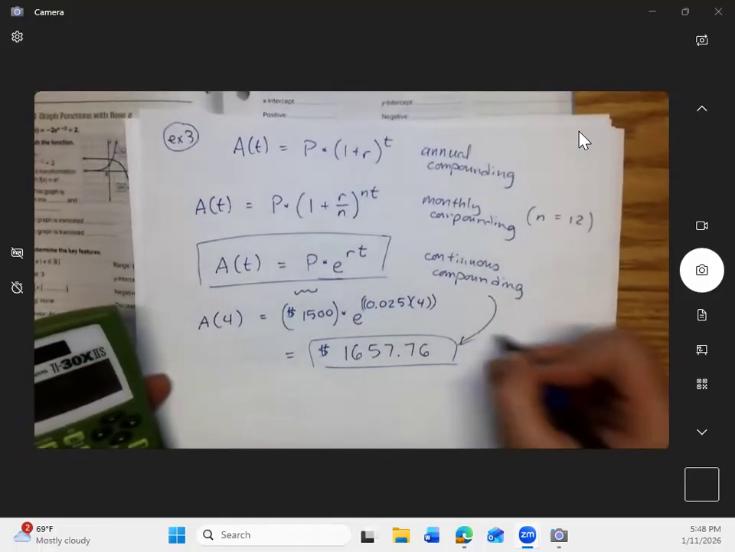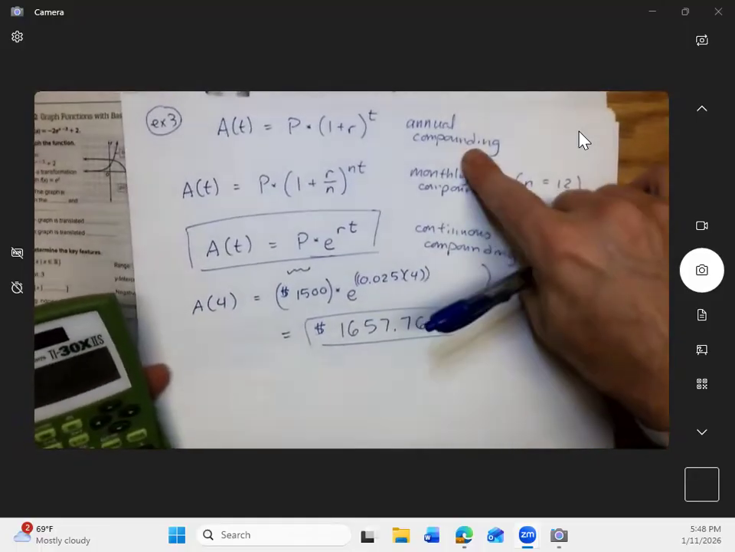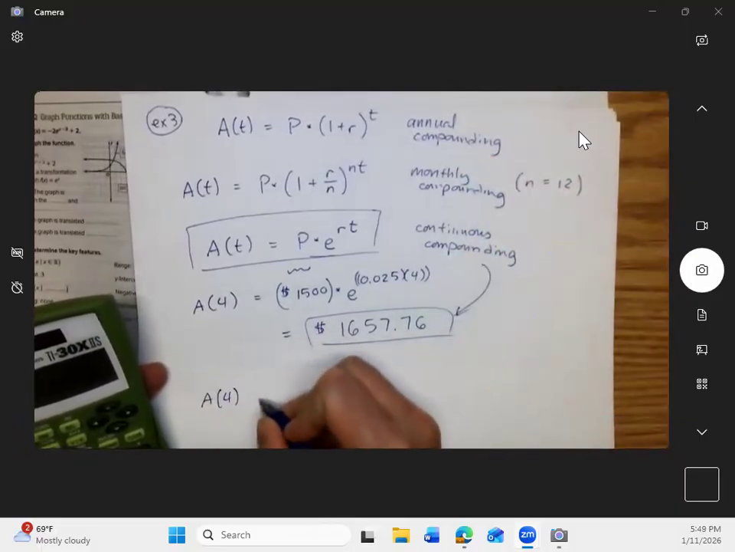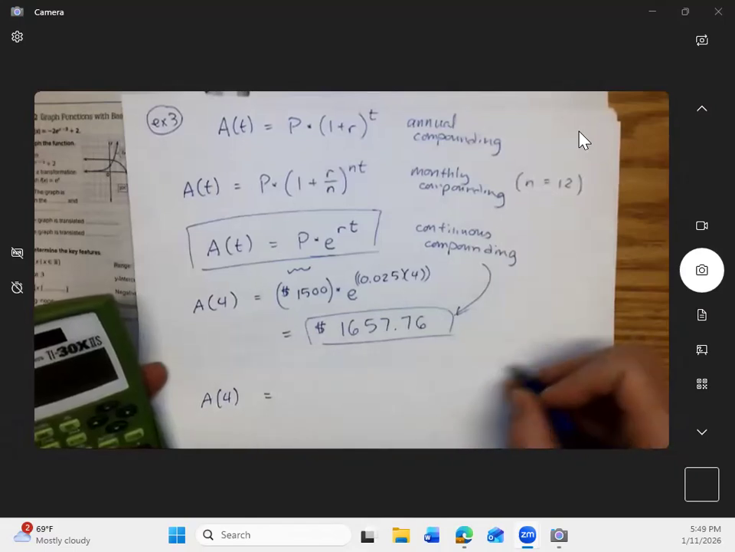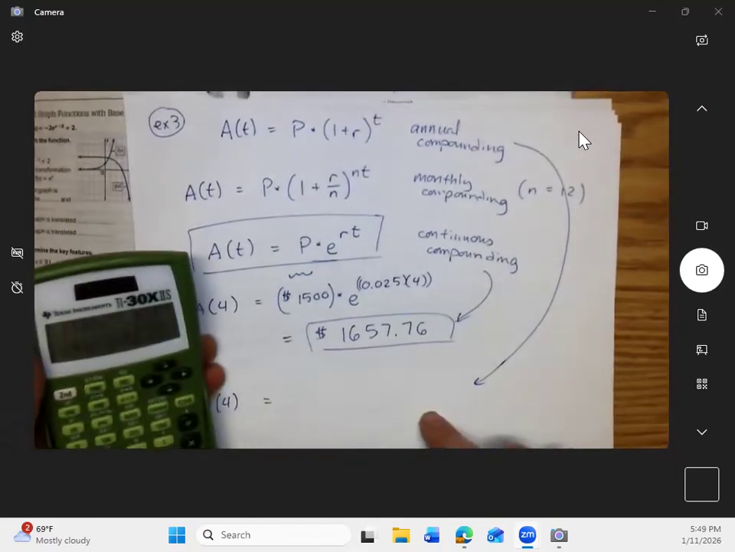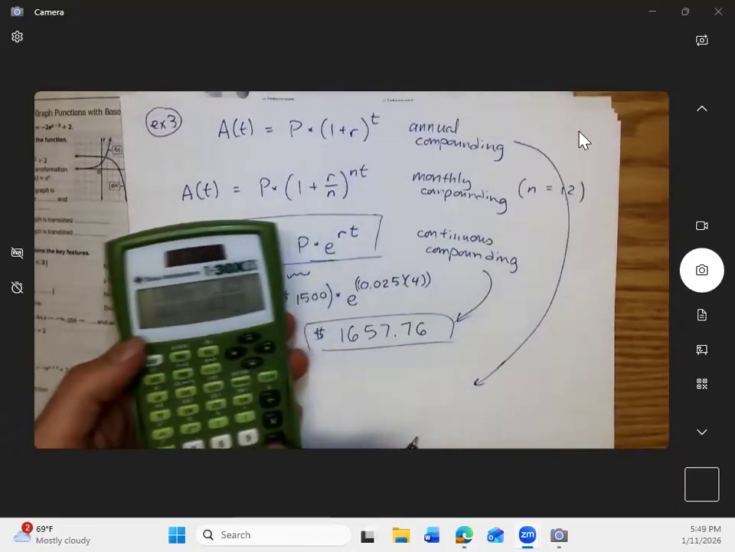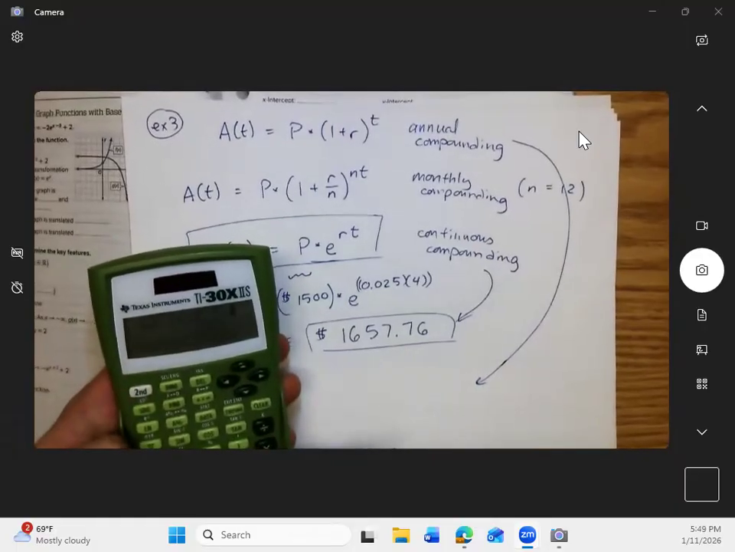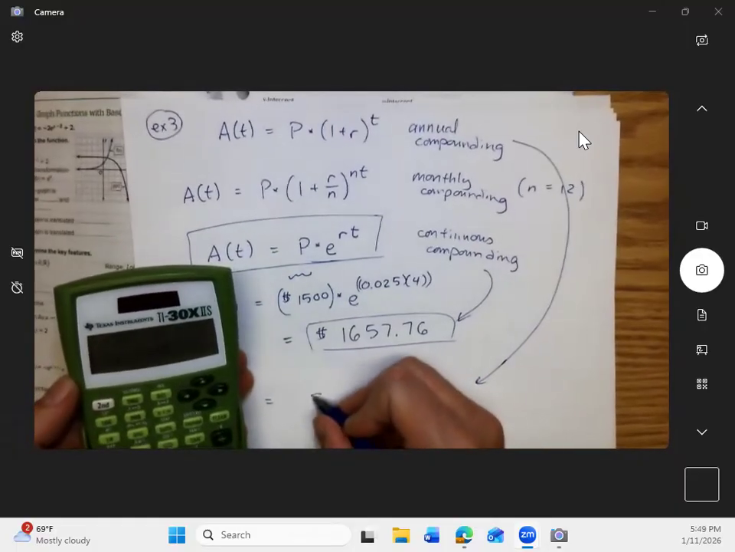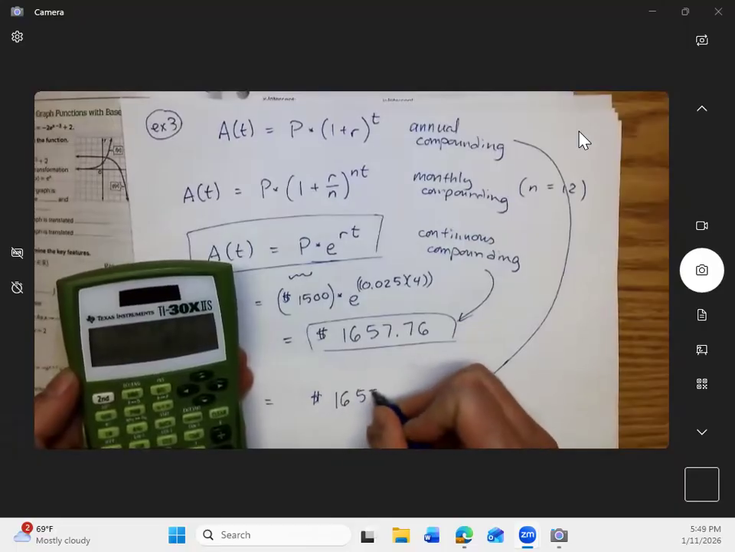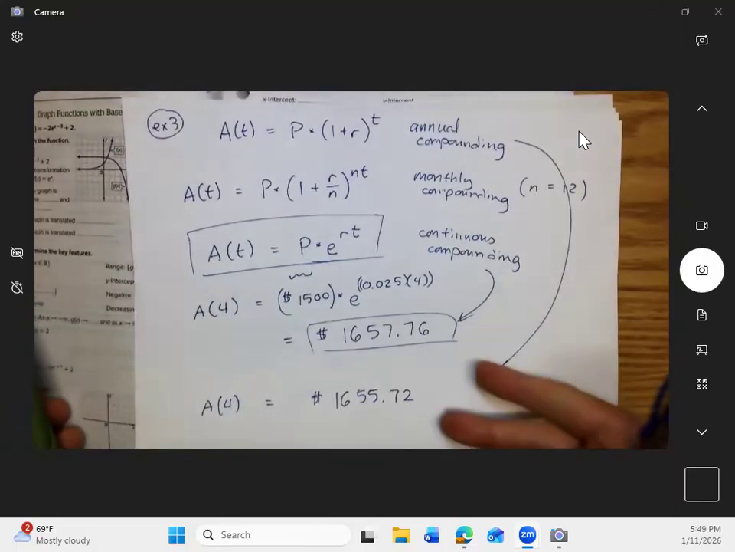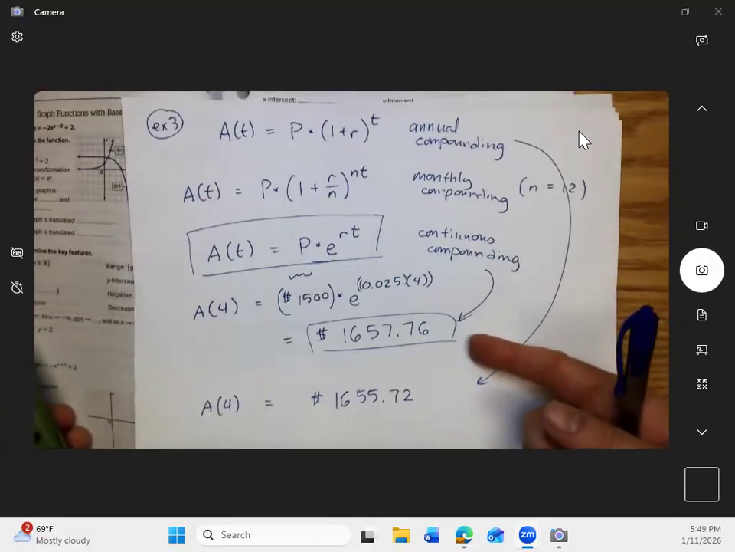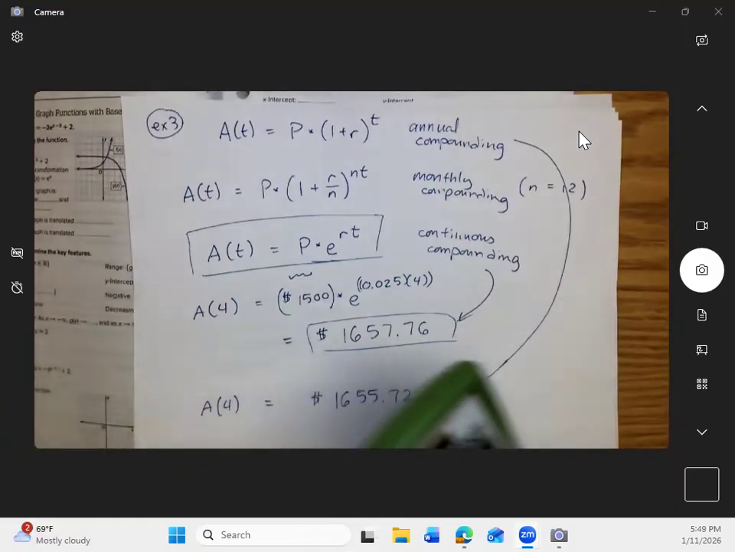That's continuous compounding. Wonder what if it had been annual. So let's say A of 4, annual. We'll just run that real fast. Annual should be a little less than this. So take the principal 1,500 times 1 plus 0.025, all raised to the 4. It would have been $1,655.72, rounded. Yeah, so you get a couple dollars more out of this scenario by continuously compounding rather than just waiting for the entire year before you apply any compounding.